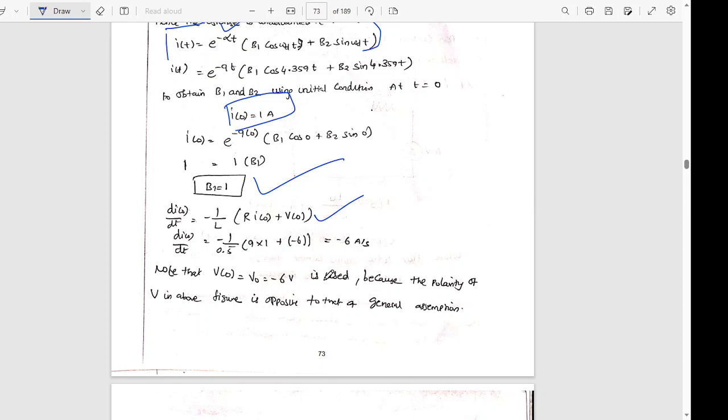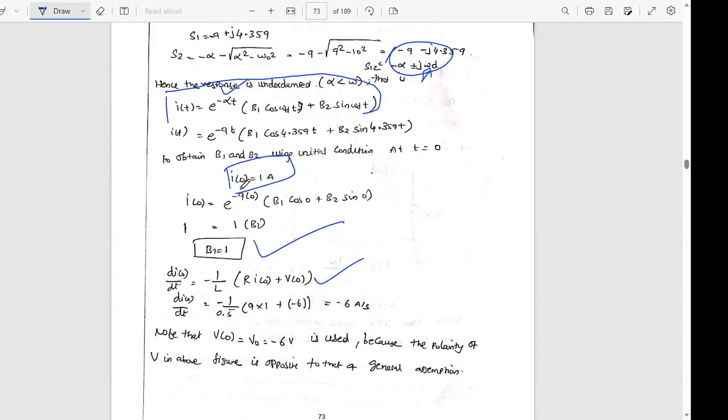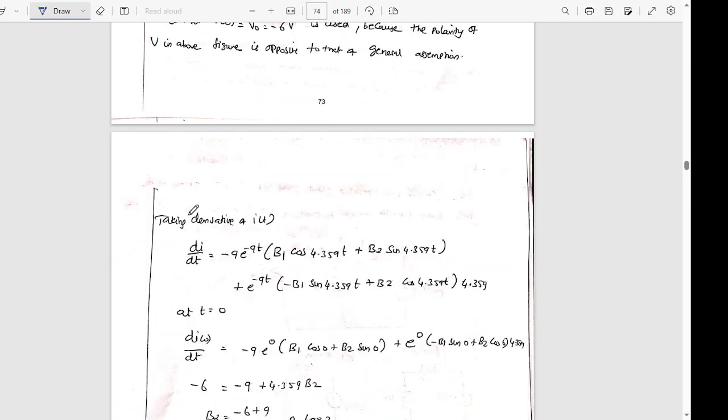Now where can I substitute this? I have to take the first derivative of the equation which we got. It means I need to differentiate this one time. So dI of t by dt, if I differentiate e power minus 9t, I will get minus 9 e power minus 9t. I will keep this as it is, u dv plus v du. Next, I will keep e power minus 9t as it is, and then I am going to differentiate this.